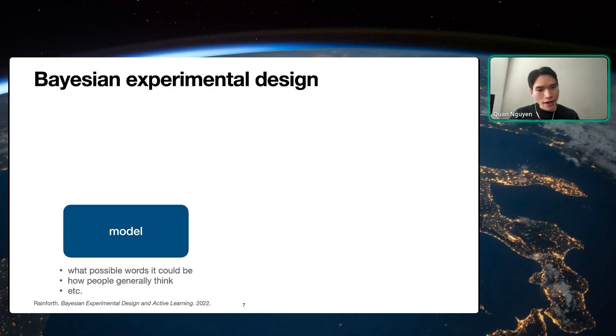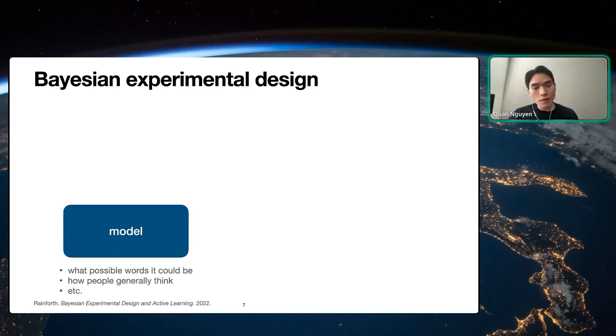And how it works is that first we will build a predictive model on what we're interested in. So this model basically quantifies what we know about the world, but this can be a statistical or machine learning model. This could be a model that tells you what possible words it could be in Wheel of Fortune, or how people generally think while conducting a political survey, etc.